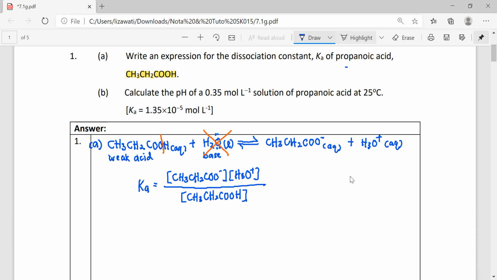So for B, we take a look at the question. Calculate the pH of a 0.35 mole per liter solution of propanoic acid at 25 degrees. The Ka value is given. So what should we do? Because we want to calculate the pH, we have to know the concentration of H3O plus at equilibrium. The given concentration here is the initial concentration. Therefore you have to solve this problem by using an ICE table.